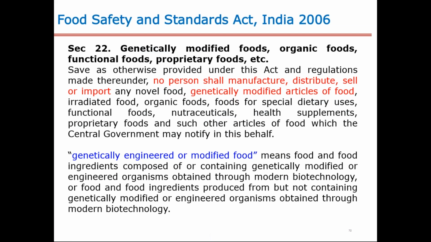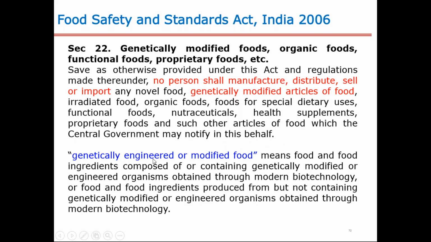Now, coming to the food, if you look at the Food Safety and Standards Act, under Section 22, we have the genetically modified foods, organic foods, functional foods, and proprietary foods. In the Act, it says that no person shall manufacture, distribute, sell, or import any novel food or genetically modified articles of food, irradiated food, organic food, of course, all this.